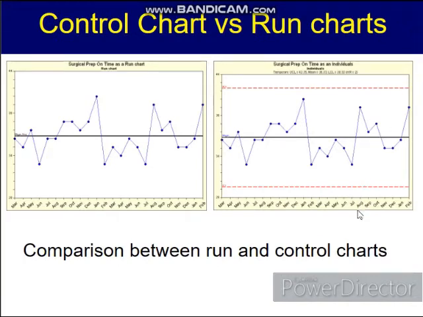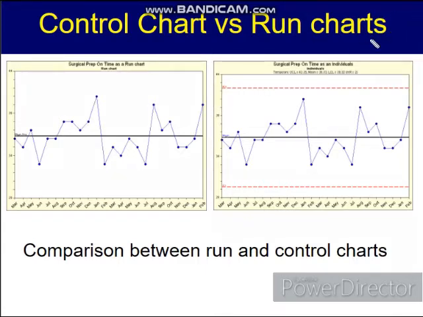Before we go into detail on how to do some calculations and analysis with respect to control charts, I just want to show you the difference between run charts and control charts. This is the run chart on the left, and on the right is the control chart. So what's the difference? The difference is these two lines. This is called the upper control limit, usually designated by, the writing is too small.